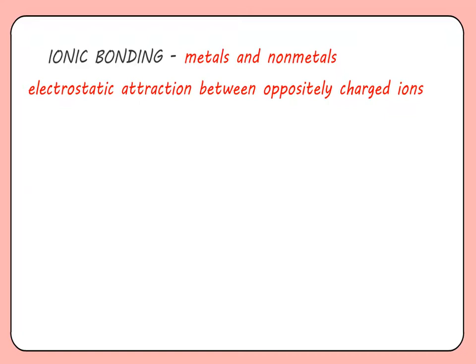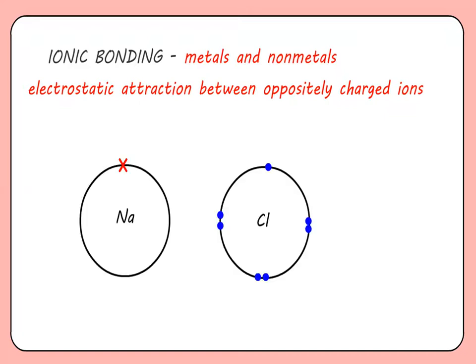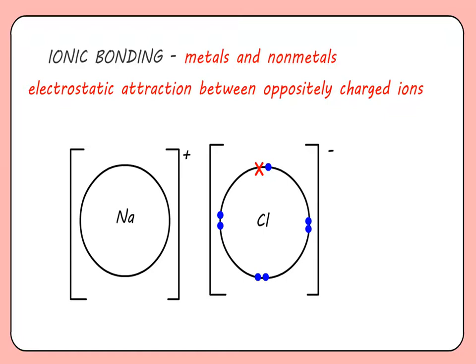In sodium chloride, the single outer electron of sodium is transferred to chlorine. Both sodium and chlorine end up with an octet in their outer shell. The sodium, because it has lost an electron, has a single positive charge, and the chlorine, because it has gained an electron, has ended up with a single negative charge. We need only show the empty outer shell of the metal ion when drawing dot and cross diagrams.